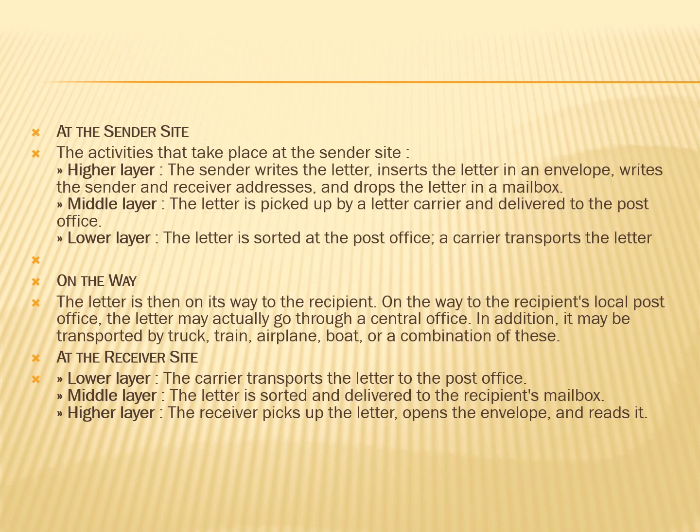These are the activities that take place at the sender side: higher layer, middle layer and lower layer. Higher layer: the sender writes the letter, inserts the letter in an envelope, writes the sender and receiver addresses, and drops the letter in a mailbox. Middle layer: the letter is picked up by the letter carrier and delivered to the post office. Lower layer: the letter is sorted by the post office.